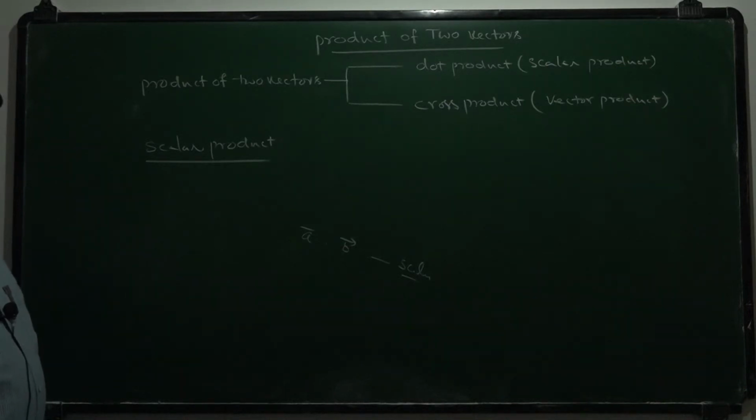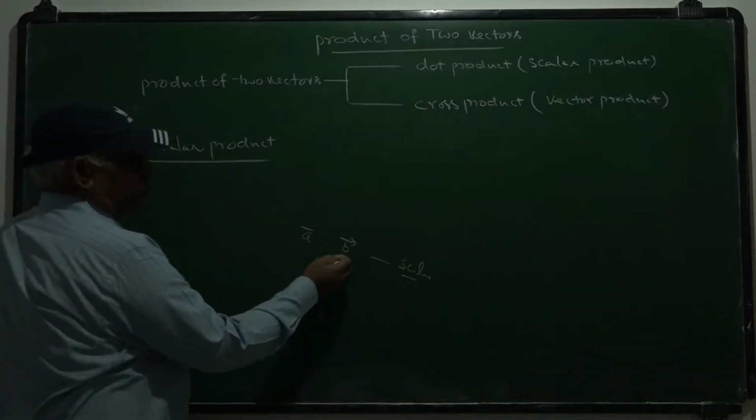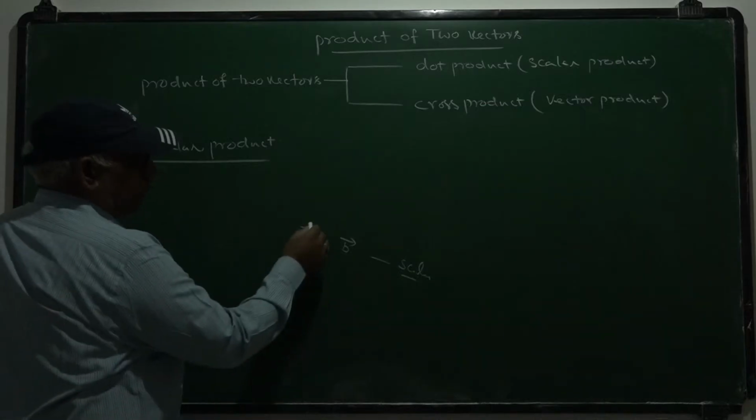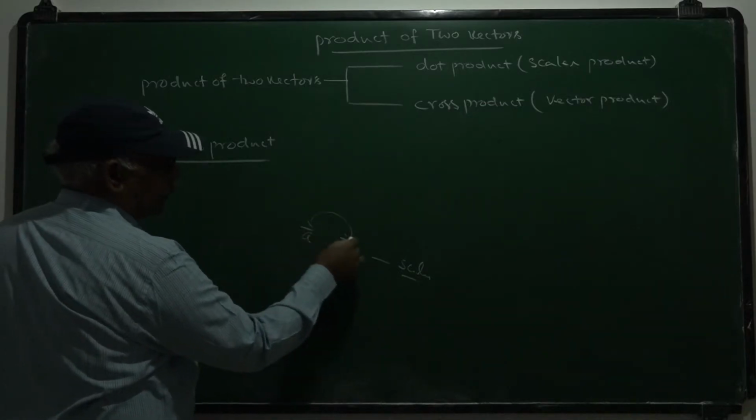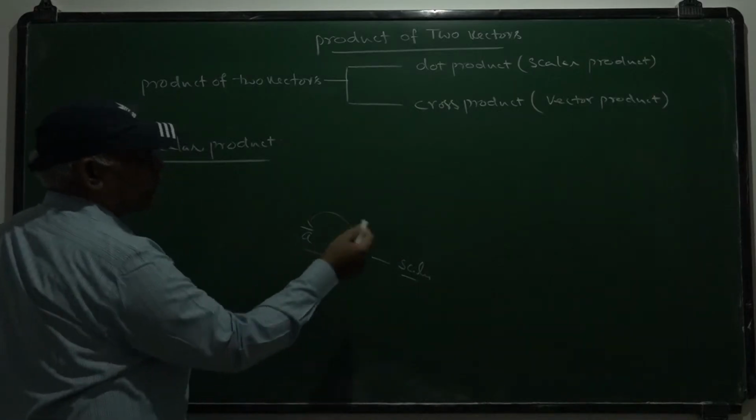The product of two vectors is of two types. One is dot product, the other one is cross product. Dot product is also called scalar product, whereas cross product is called vector product. Coming to scalar product, if a bar and b bar are two given vectors, and the resultant of the product is a scalar, then it is called scalar product.